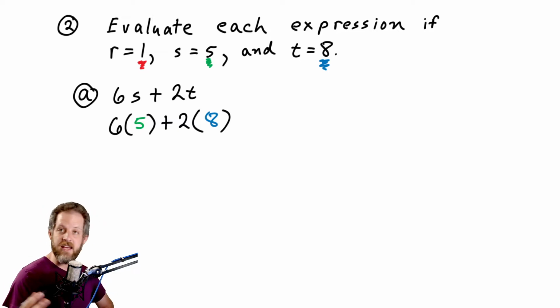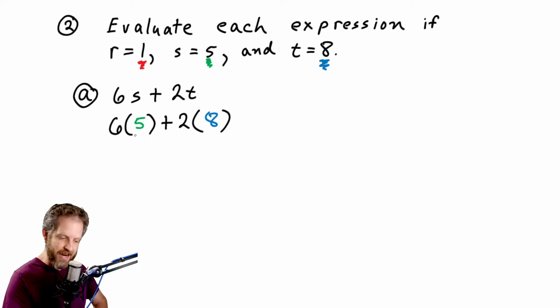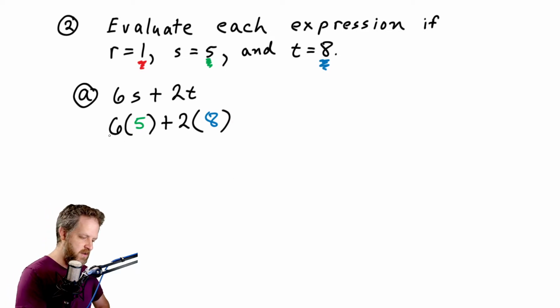Now we've got something that's easy to deal with. Remember, a number next to parentheses means times. We've got two multiplication things and an addition thing. We do multiplication and division first, then addition and subtraction. So we're going to do this multiplication first, this one right here. So we're going to do 6 times 5, which is 30.